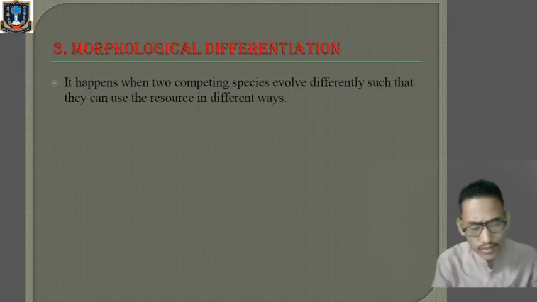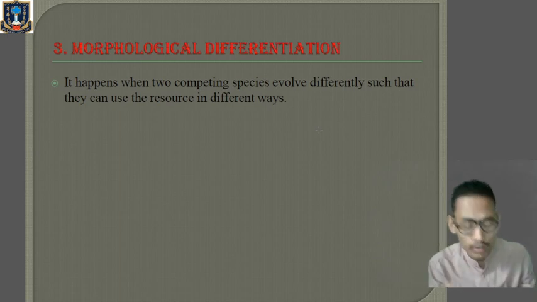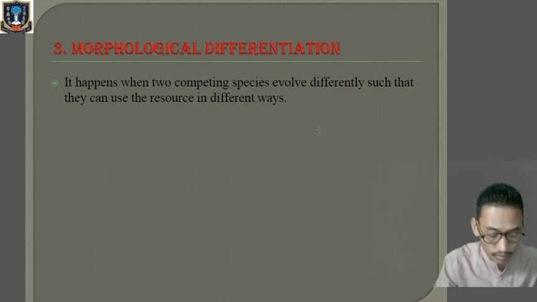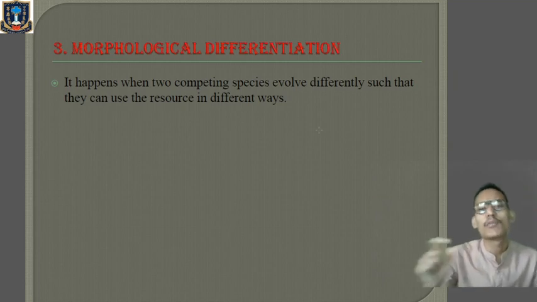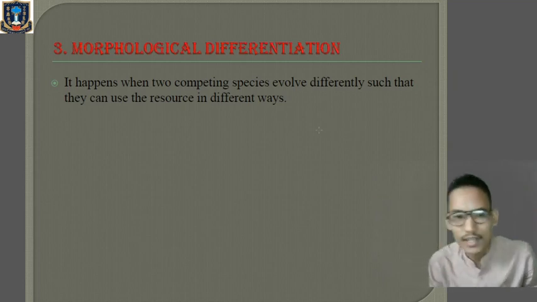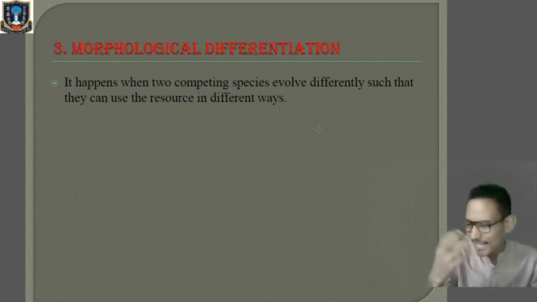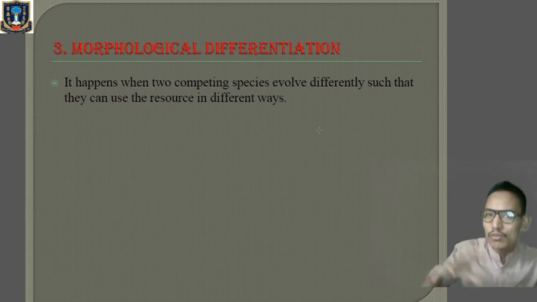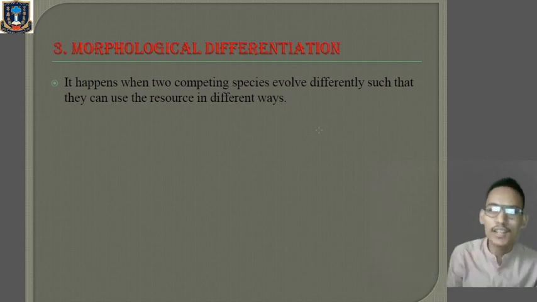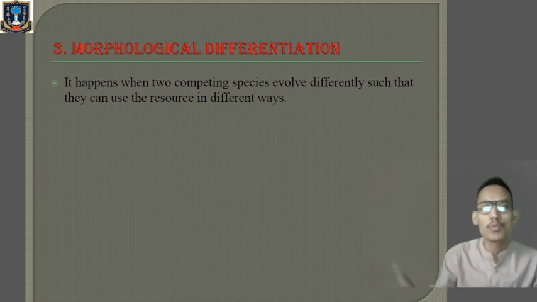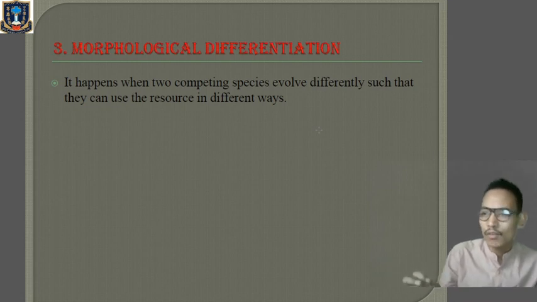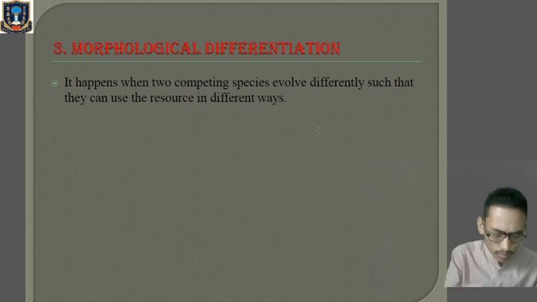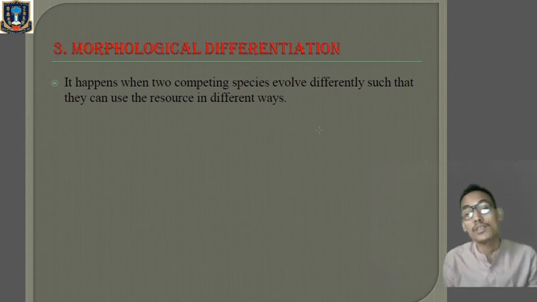Next one is morphological differentiation. So let's see how organisms try to avoid competition in the case of morphological differentiation. It happens when the two competing species evolve differently such that they can use the resource in a different way. Morphology means the body form, the external appearance of an organism. So if the two competing species evolve differently, then they will use the resource in a different way. Since the two species are morphologically different, the way they feed on the resources will also be different. So in morphological differentiation, the two competing species evolve differently such that they also use the resources in different ways.